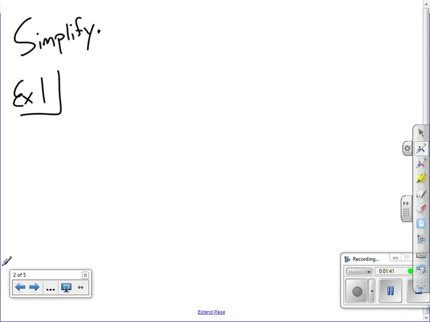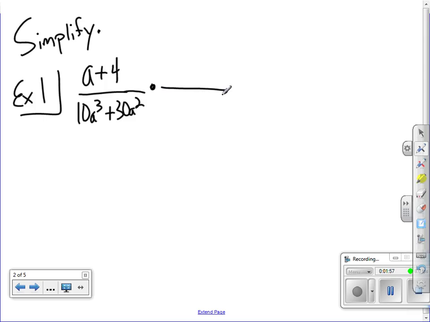Our first example is this. We have, in our first fraction, a plus 4 over 10a cubed plus 30a squared, multiplication dot, another fraction bar. In our upstairs, we have a squared minus 9a plus 14. And in our downstairs, in our dungeon, we have a squared minus 3a minus 28.